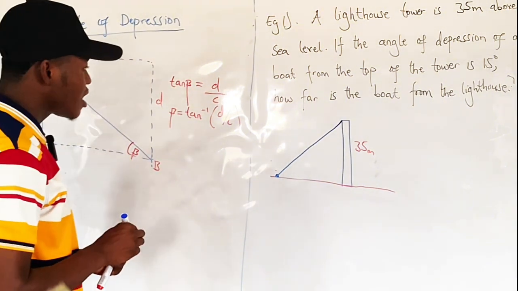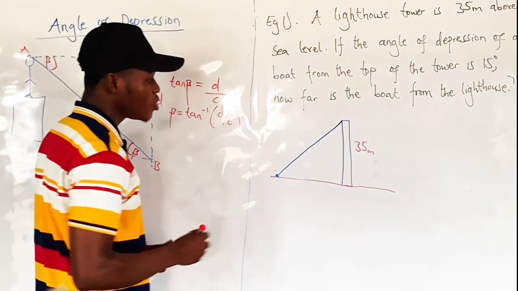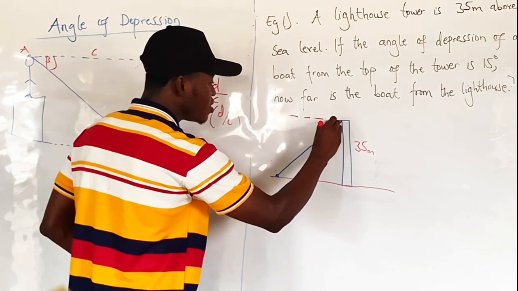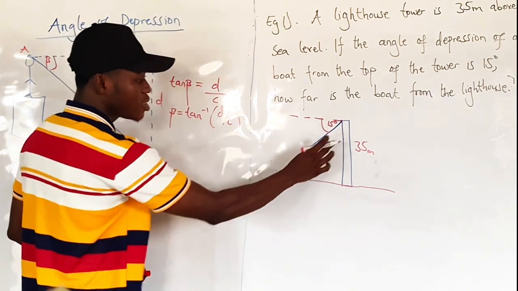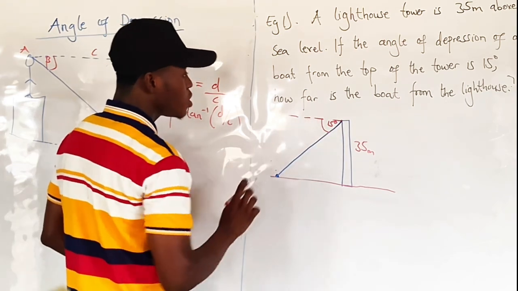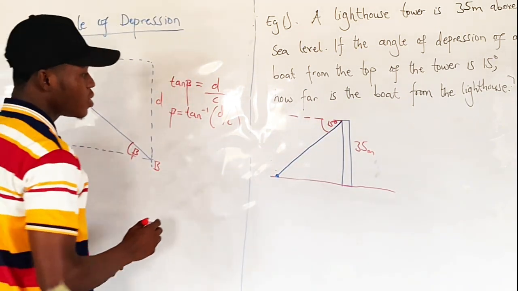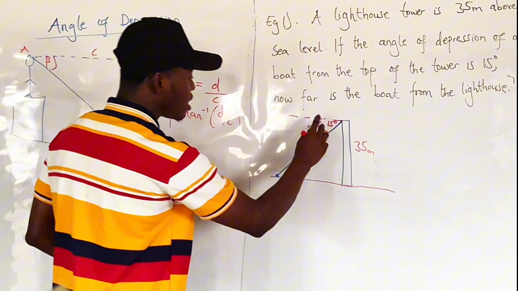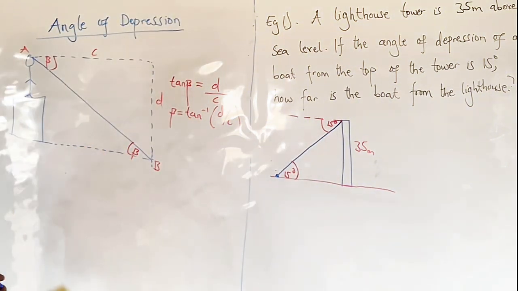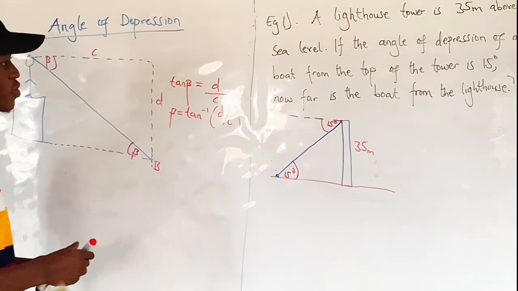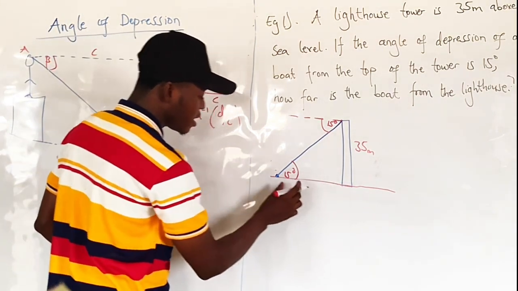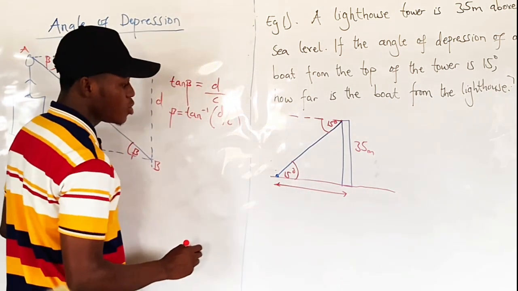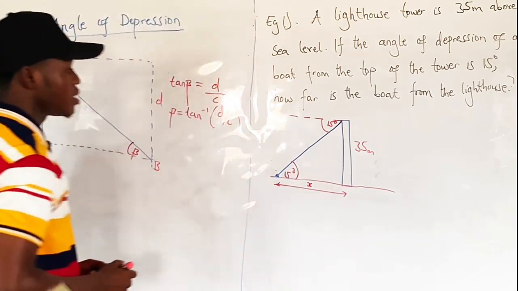Now remember, angle of depression is always to the horizontal, not the vertical. So the angle of depression will be here, 15 degrees. And remember, we said alternate angles are equal. So here will also be 15 degrees, because alternate angles are equal. Now, we are asked to find how far the boat is from the lighthouse. Here is the foot of the lighthouse and here is the boat. So we are looking for this distance. Let's represent the distance by a variable x.